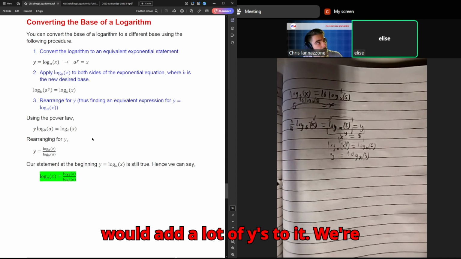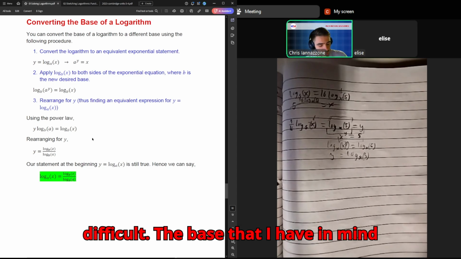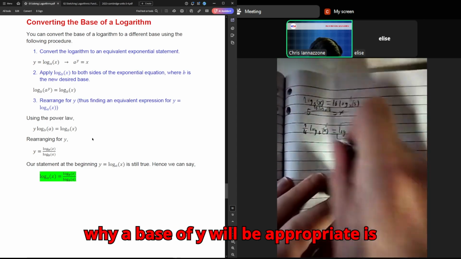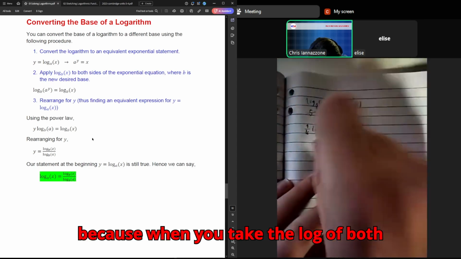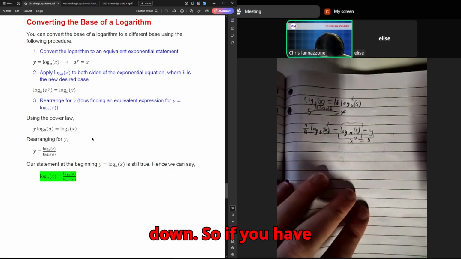Choosing a base of y would add a lot of y's to it. We're trying to rearrange to get y on its own afterwards, so that will be a bit difficult. The base that I have in mind is a base of 5. The reason why a base of 5 will be appropriate is because when you take the log of both sides, that right-hand side will cancel down.